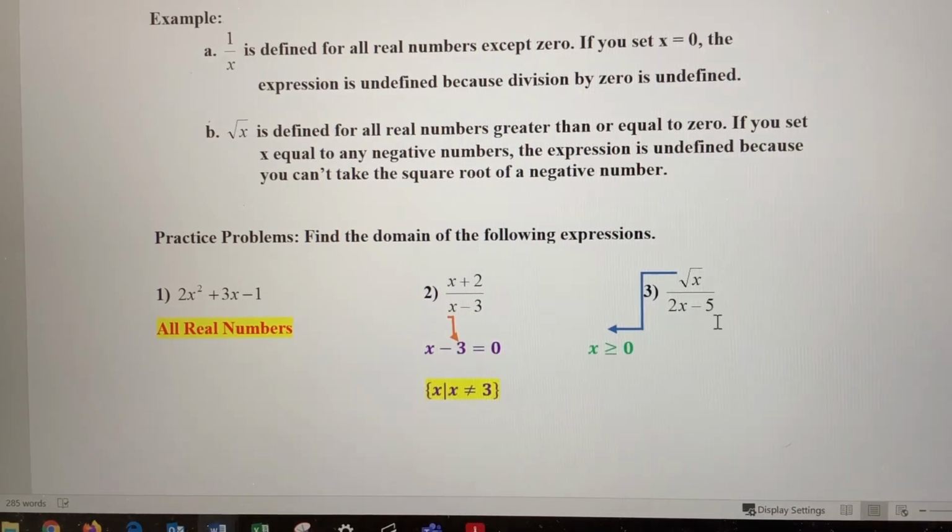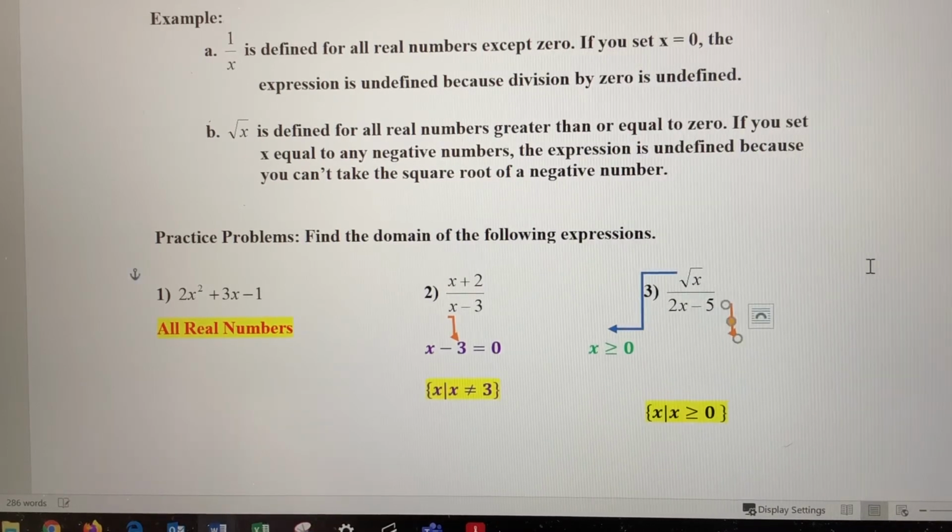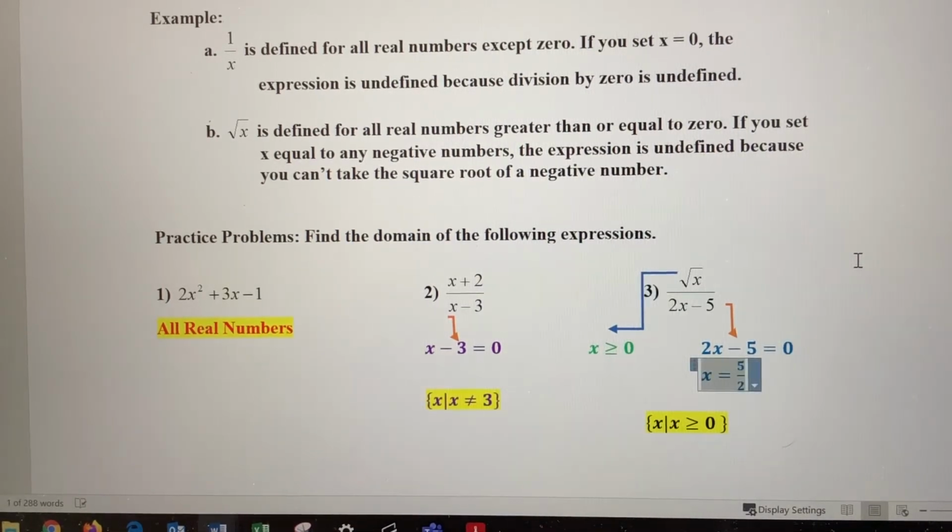Okay? Now let's deal with the denominator just like we did in number 2. Okay, so that's part of my domain. X has to be non-negative. In the denominator, I want to set that value equal to 0. So 2x minus 5 equals 0. I'm going to solve that equation, and I get x equals 5 halves. So if I plug in 5 halves to this expression, my denominator becomes 0, and the entire expression becomes undefined.